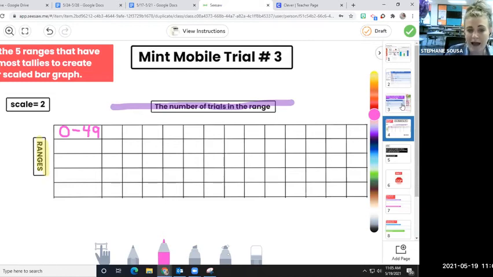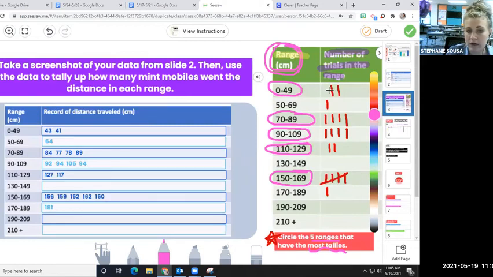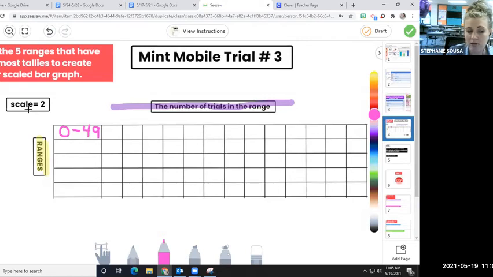Now, let's look at how many were in the 0 to 49. There were 2 trials in that range. I am counting by 2s. So that means I'm starting at 0 and going to 2, which means this whole box here is going to be shaded in. And I'm switching to that highlighter so I can see my grid lines and not cover them up. Okay. So this now represents 2 trials in the 0 to 49 range because we're counting by 2s. Okay?